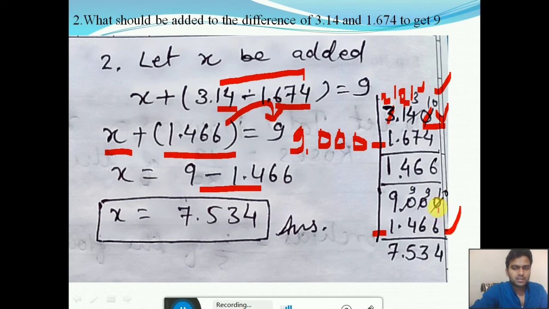Now this 0 becomes 10 by taking 1 from the previous number. So this will become 8, this will become 10, but it will give 1 to that number, so it will become 9, and this number also will become 9 because it will give 1 to the next number. So the last digit becomes 10 minus 6 equals 4, 9 minus 6 equals 3, 9 minus 4 equals 5, and 8 minus 1 equals 7. So like this we got x equals 7.534.